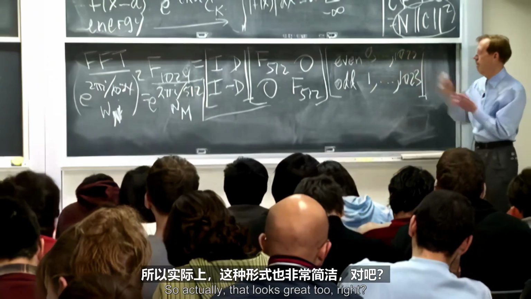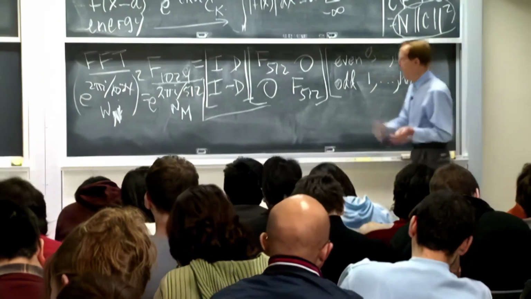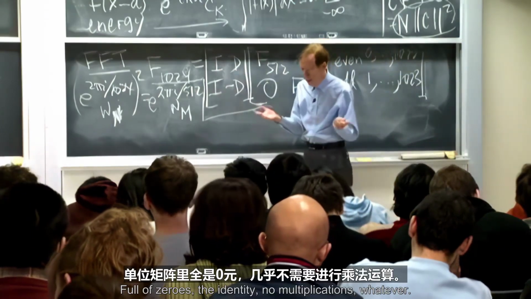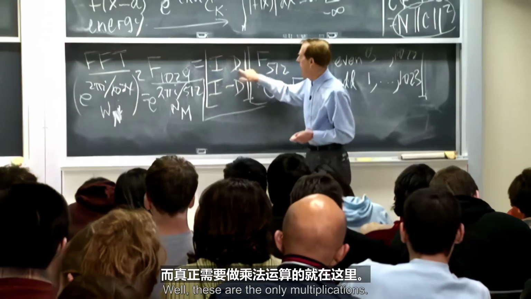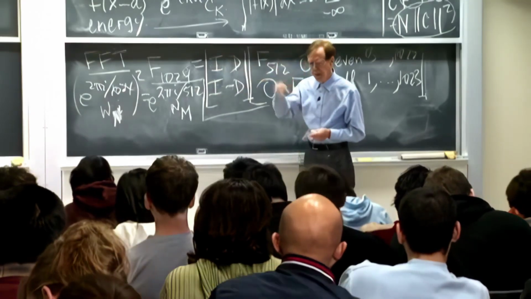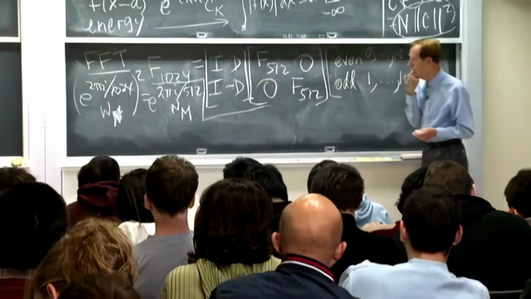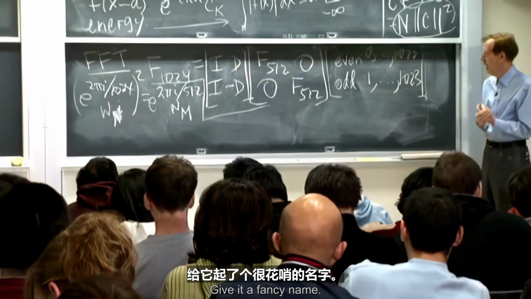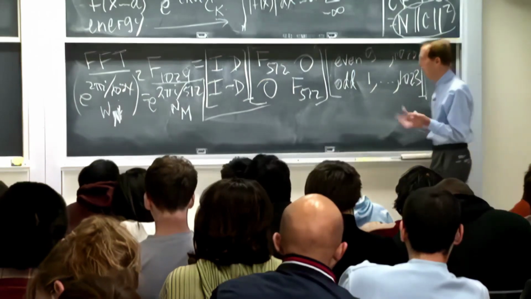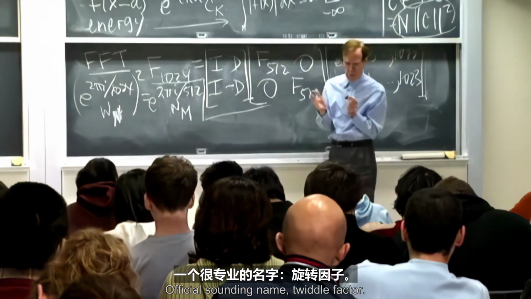So actually, that looks great too, right? Full of zeros, the identity, no multiplications, whatever. Well, these are the only multiplications. Sometimes they're called twiddle factors. Give it a fancy name, official sounding name, twiddle factor.